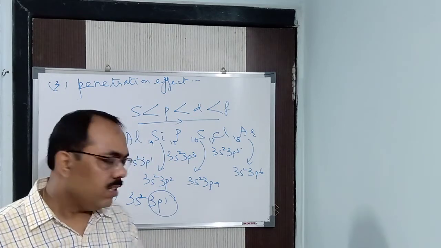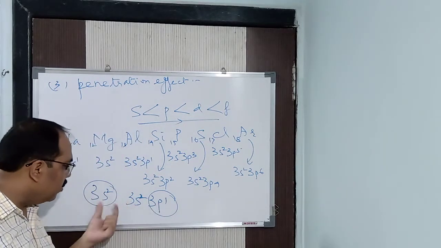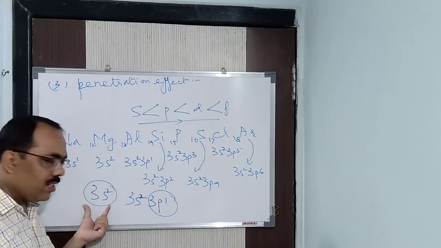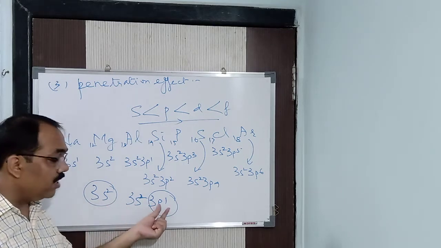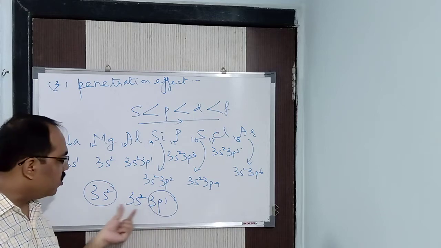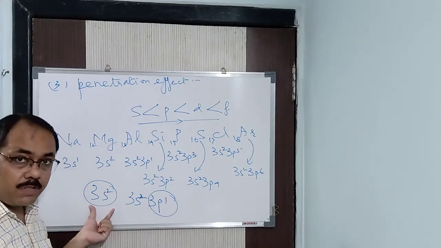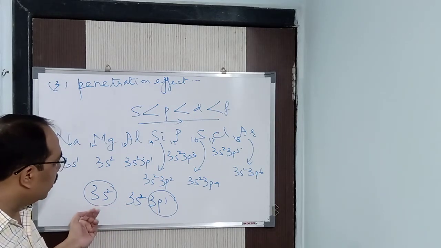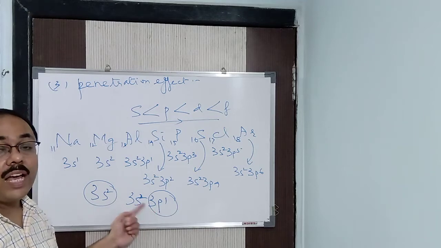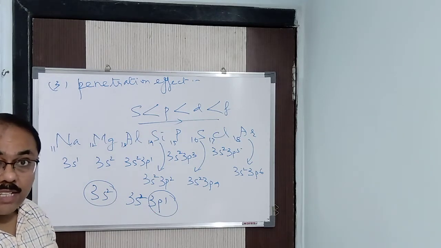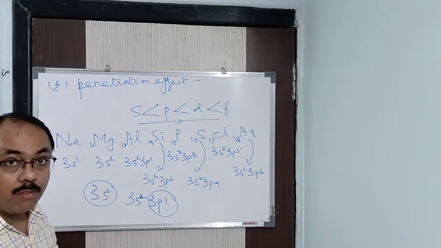Definitely, because this electron will be held strongly by the nucleus compared to the electron in the P subshell. So hence, here it is an exception. The ionization energy of magnesium is more than that of aluminium. Notice there is some exception also. Hence I took this particular one.